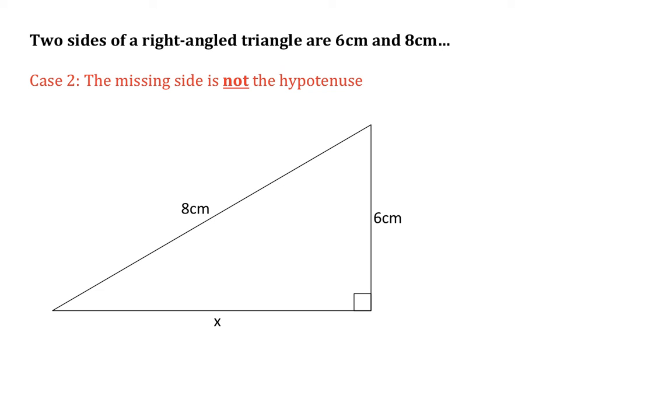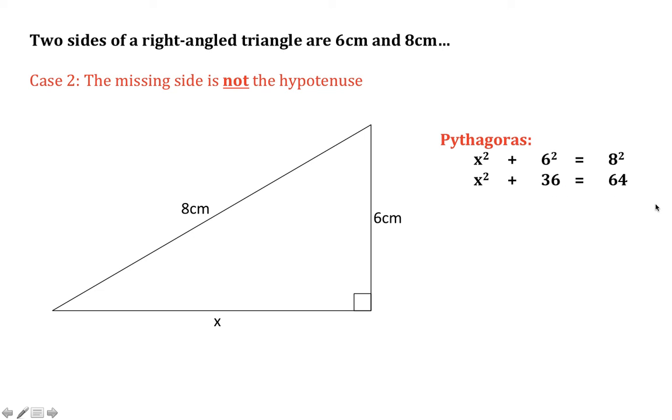But there is a second case where the missing side is one of the shorter ones, and then the longest side is the 8. So in this case, x squared plus 6 squared would be 8 squared. The 2 shortest ones squared and added up would be equal to the longest one squared, which would be the 8 squared. So more simply, that's x squared plus 36 equals 64.